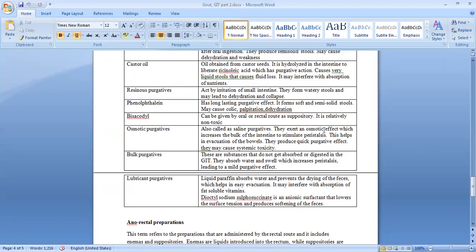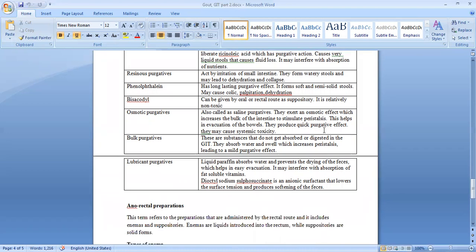Then we have osmotic purgatives. As I said, they have an osmotic effect. They are also called saline purgatives because they are certain salts. Now what they do is, because of the osmotic effect, they will pull water into the intestine. And because of that, when the water quantity in the intestine increases, the bulk of the intestine increases. And that bulkiness will stimulate peristalsis. So the GIT will move faster. And because of that, whatever is there in the large intestine will be evacuated and thrown out of the body.